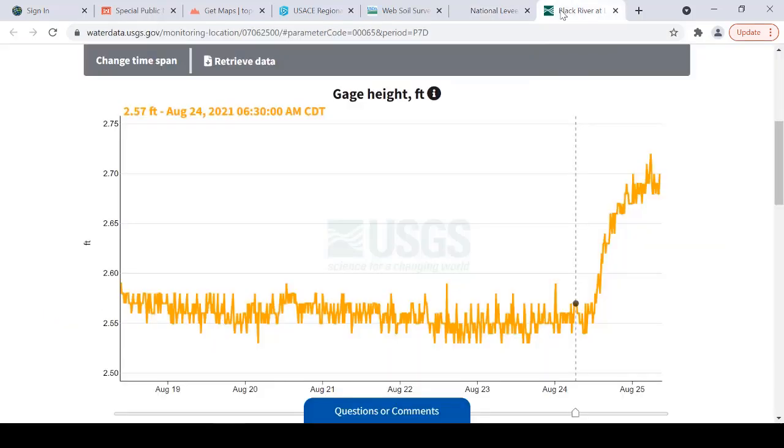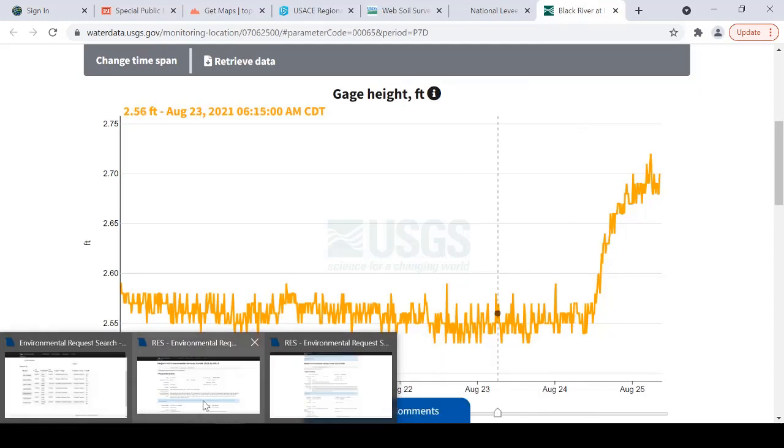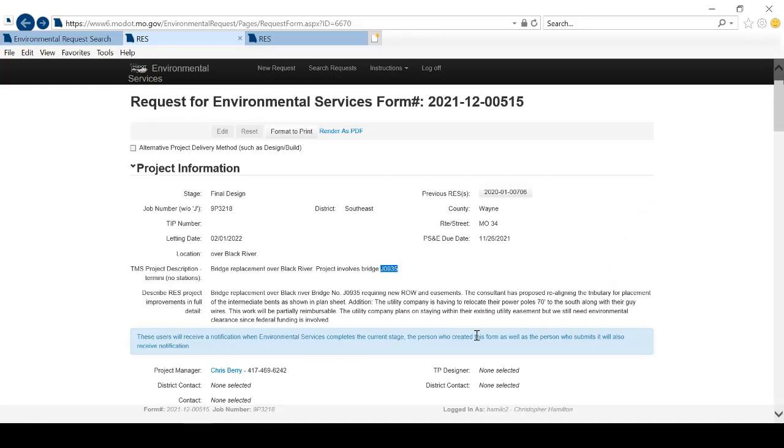And then we can also take a look at stream gauges. There's a bunch of tools that we use. I wanted to just run you guys through all of those just to show everything that we look at. It's a lot of information, but these are the things that we use to formulate our responses when we get these projects.